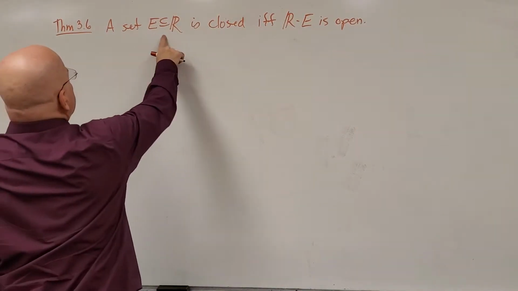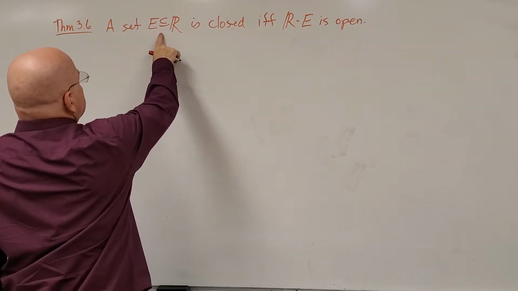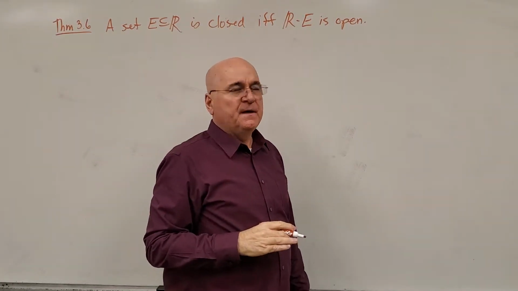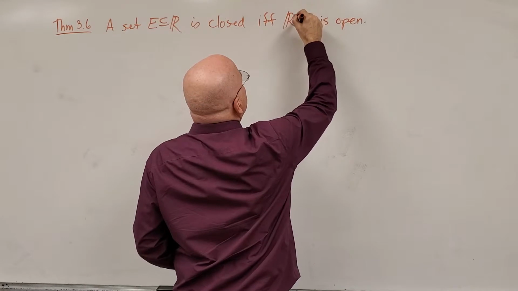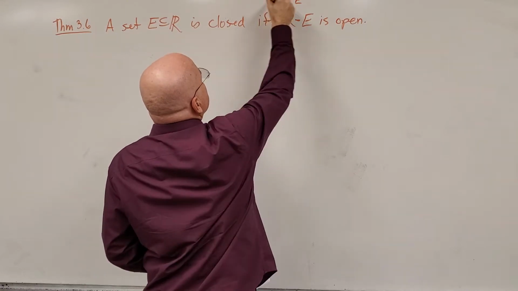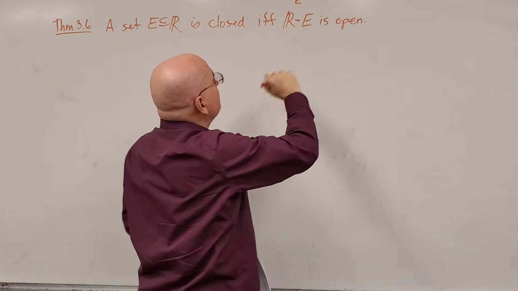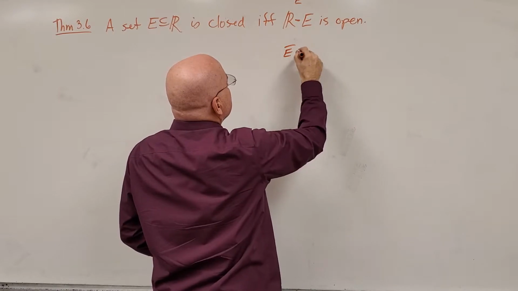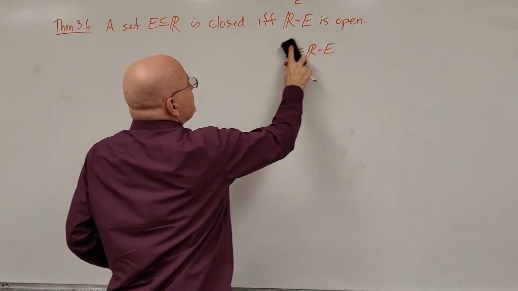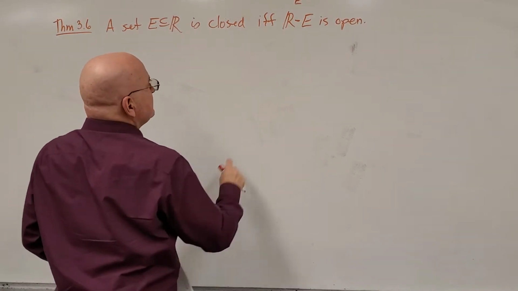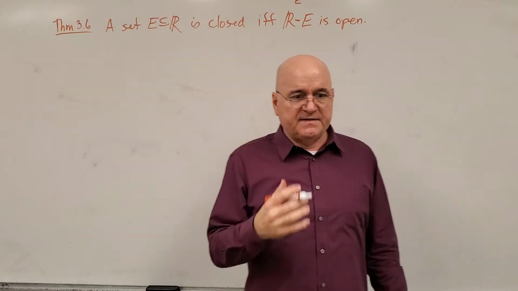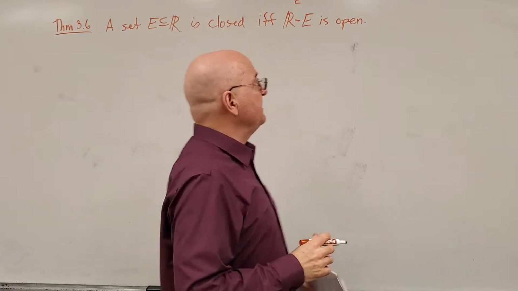What we're going to prove now is a set E, subset of the reals, is closed if and only if R minus E is open. And in set theory class, we might call R minus E the complement of E, sometimes written like that. I'm not sure you can see that in the video. E complement is R minus E. So you could say that a set is closed if and only if its complement is open. And since it's an if and only if, you could say a set is open if and only if its complement is closed.